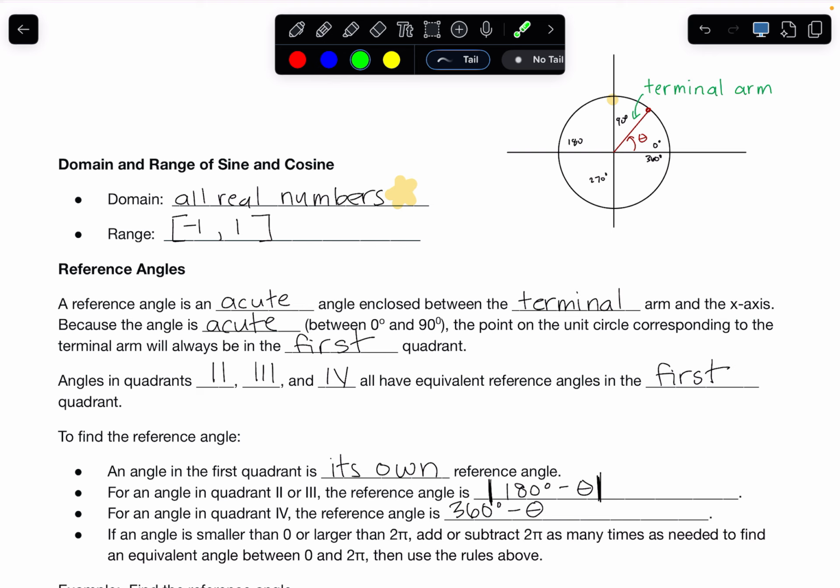So 110 puts me in which quadrant? Second. Bigger than 90, smaller than 180. So the equivalent to 470 is 110. It's here. To find its reference angle, that's in quadrant 2, I go down to the quadrant 2 rule, which is 180 minus my angle. So 180 minus 110 is 70. So its reference angle would be here. So if it's bigger than 360, keep subtracting 360 until you're back on the original unit circle, and then use the rules to find the quadrant 1 reflection.